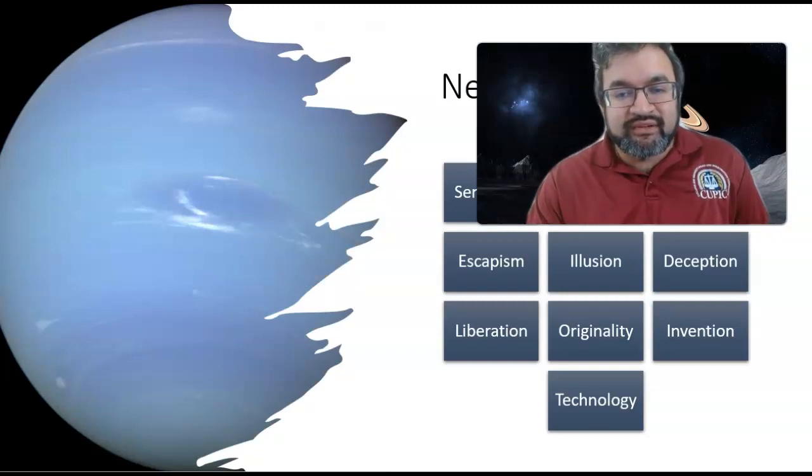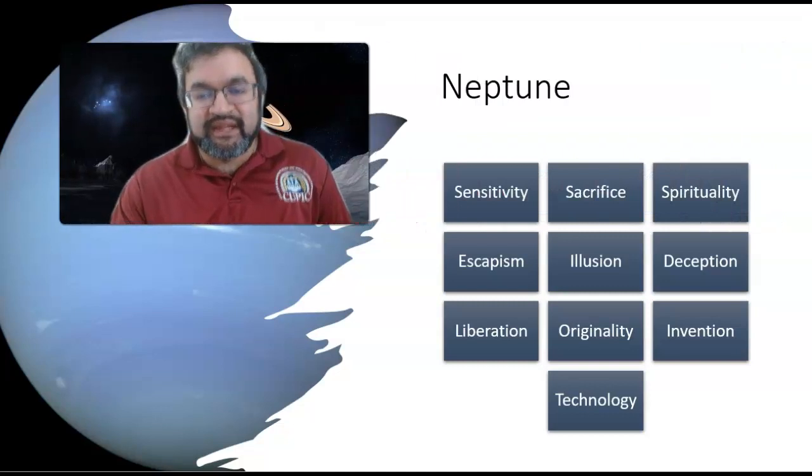Now Neptune, we're getting down to the last two here. Sensitivity, sacrifice, spirituality, escapism, illusion, deception, liberation, originality, invention, and technology. Neptune is typically like the ruler of Pisces, so it's somewhat of a daydreamy, ADD, attention deficit disorder without the hyperactivity. Illusion, deception, liberation, originality. So it's all of these all at once.